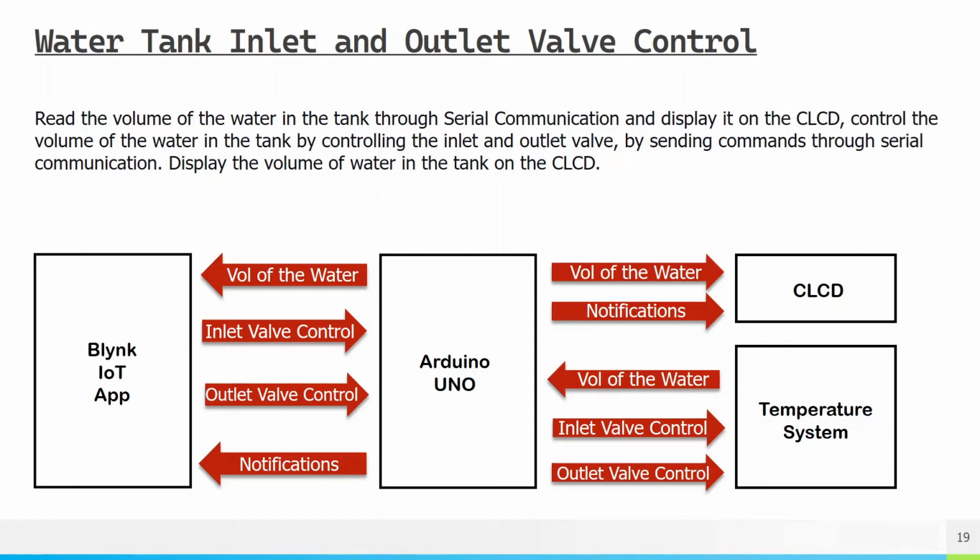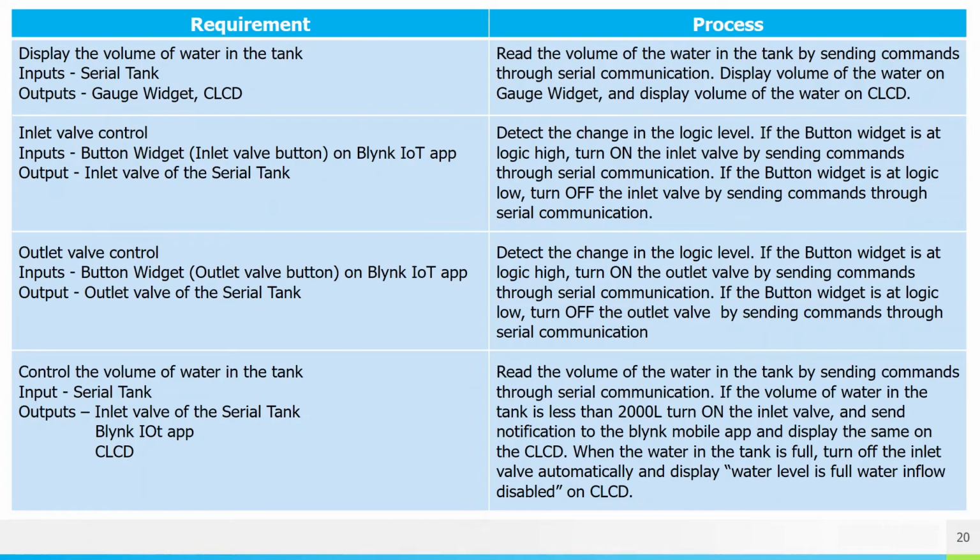Finally, water tank inlet and outlet valve control. Here we read the volume of water in the water tank and display it on the CLCD and a gauge widget in the app. If the water level of the tank goes below 2000 liters, we will receive a notification in our Blynk app saying that the water level is below 2000 liters and the inlet valve is automatically turned on. We can also use button widgets in the Blynk app to turn the inlet and outlet valves on and off. These are the requirements and process.